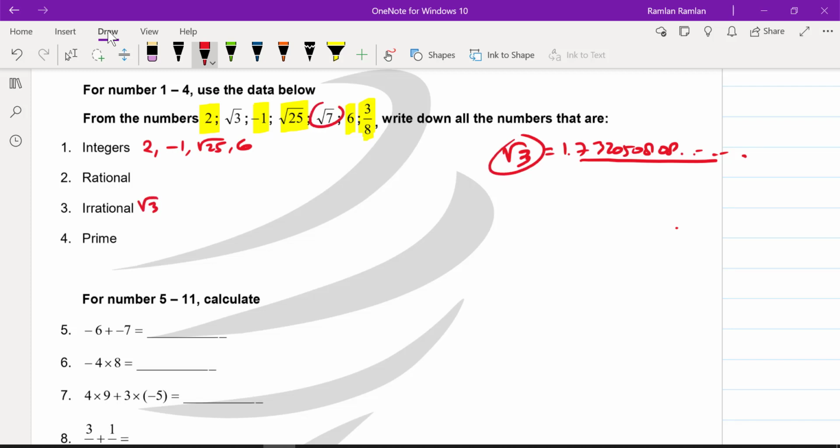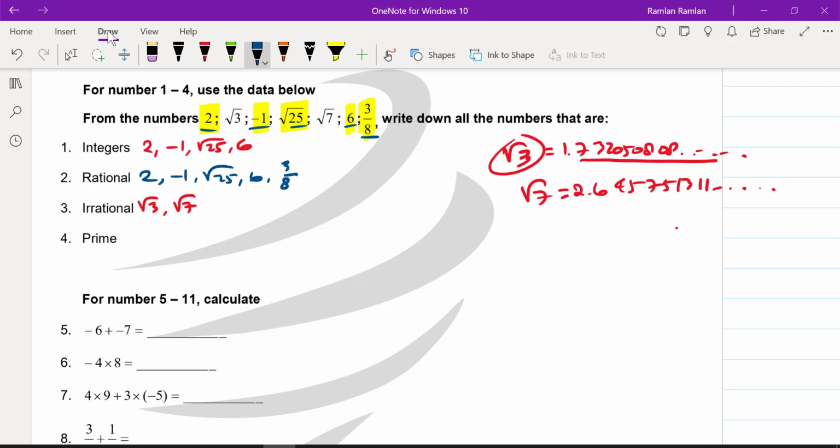Okay, now square root of 7 is also the same. If you put that into the calculator, guys, again, you can use the calculator for this test, you will get 2.64575131. Actually, it goes on forever, but without any pattern. You don't see any pattern here, so which means that this is also an irrational number. So you put it over here. The ones that are not irrational numbers are rational numbers. So 2, negative 1, square root of 25, 6, and 3 over 8.